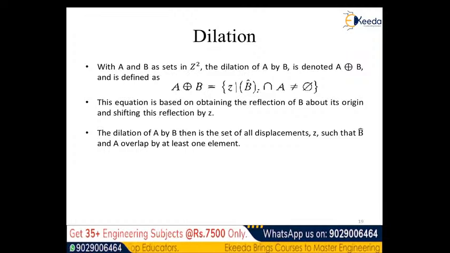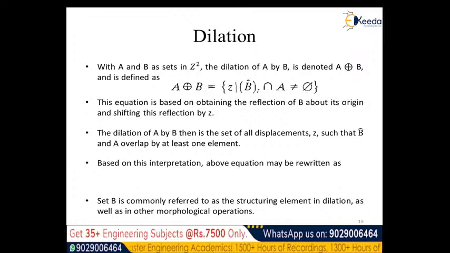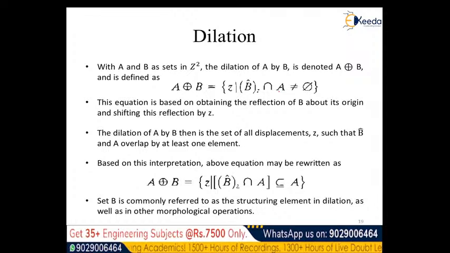So based on the interpretation we take from the dilation that we have represented in the above equation, we can rewrite this particular definition like this: A dilated by B is the set of Z such that B hat translated by Z intersected with A is a subset of A. So the set B is commonly referred to as the structuring element, as I have already discussed before, and this is true for dilation, erosion, opening, closing, whatever morphological image processing operations you take here.